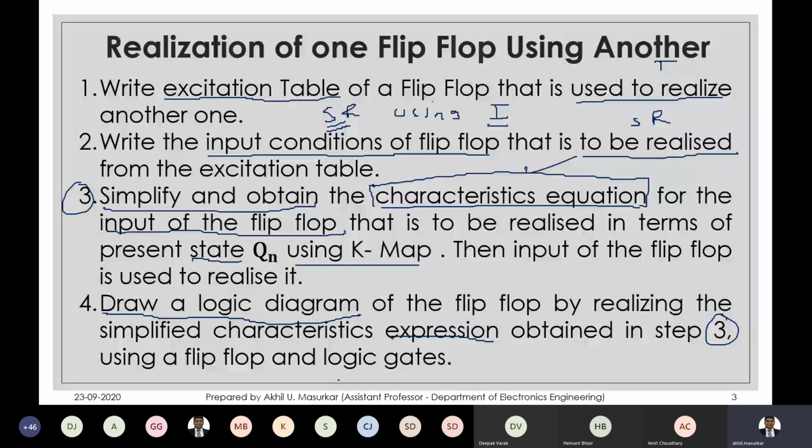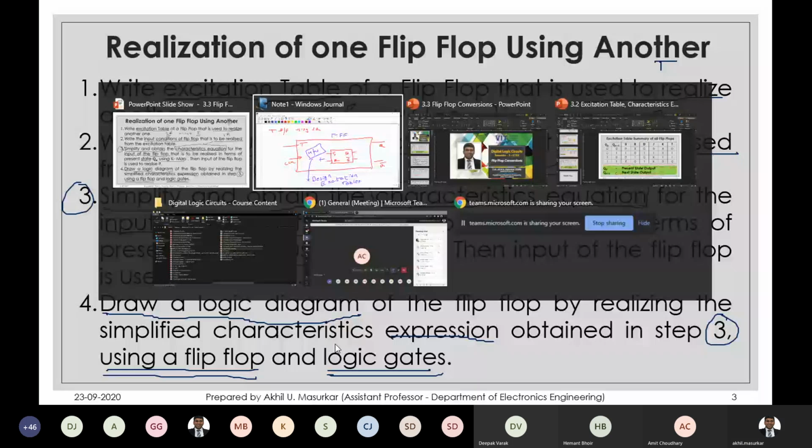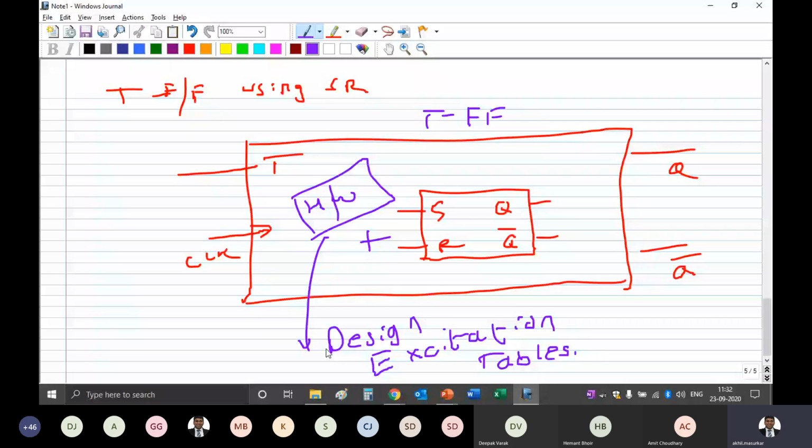So that's what I told you. Right now, to implement a flip-flop, you require another flip-flop and some hardware. This hardware will come from the excitation table using the K-map logic, and you will require a flip-flop to implement any other flip-flop.